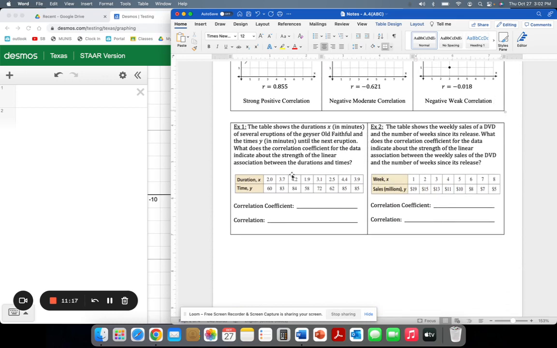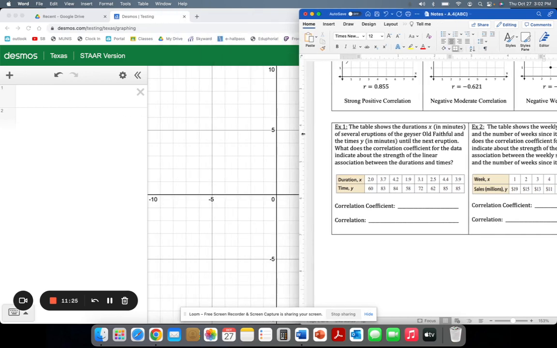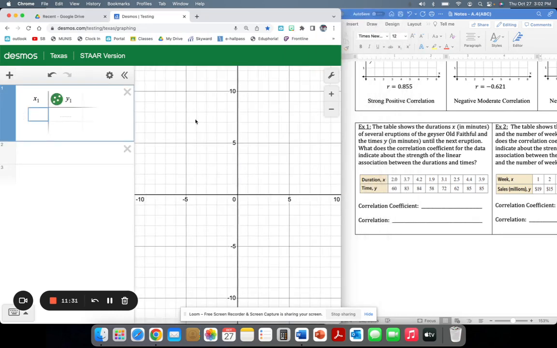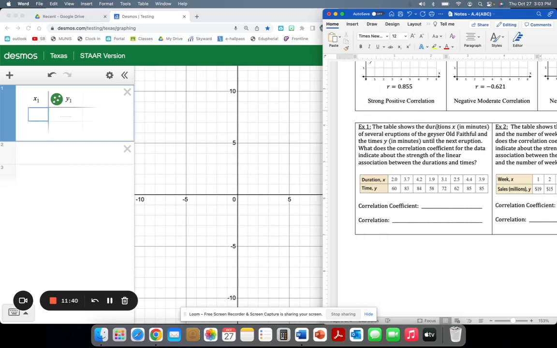All right, now how can we use our calculator? You already know how to do it, but I'm going to solve the first question on the calculator, and let's see what I get. First, click on the plus, enter the table. I am going to type in the values. This is a scatter plot, so you have to type all the values. So let me read the question. It says the table shows the durations x, so x is in minutes, of several eruptions of the geyser Old Faithful, and the time y in minutes until the next eruption. Old Faithful geyser is in Yellowstone National Park, by the way. It's an amazing national park.